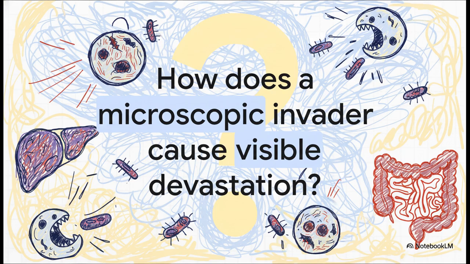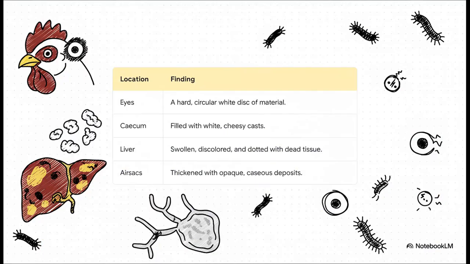Well, to solve this, we've got to start with the evidence. Any good investigation begins by examining the scene. And let me tell you, the scene here is grim. In the eyes, we find these hard, white discs of material. Then you look at the cecum, that's part of the large intestine, and it's just filled with these white, cheesy casts from severe inflammation. The liver, it's swollen, it's discolored, and it's literally dotted with dead tissue. Even the air sacs are thickened up with these same opaque, cheese-like deposits. So now that we've seen the damage, it's time to identify our prime suspect.